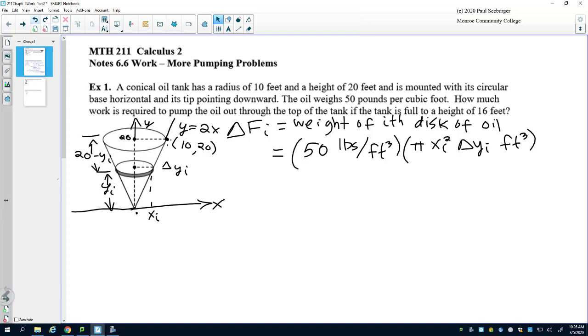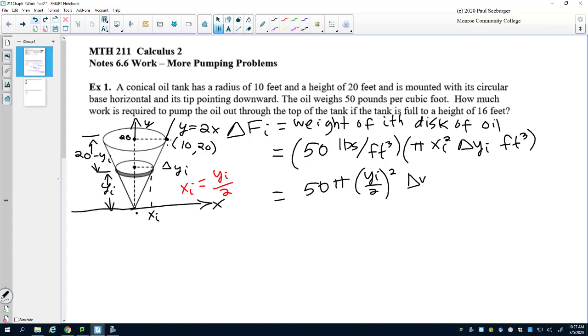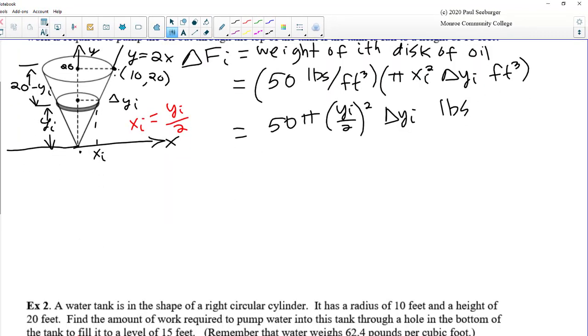We've got to use that to come up with what we need, right? So from that, we can write that x sub i is equal to y sub i over 2. That's the expression that we're going to replace x sub i with over here on the right. So rewriting this, simplifying a little bit, we've got 50 pi, x sub i replaced with y sub i over 2 squared, delta y sub i, and the cubic feet cancel. We end up with pounds, which makes sense. My pi is a little bit messy, but other than that, looking good. Now we're going to write our expression for delta W sub i.